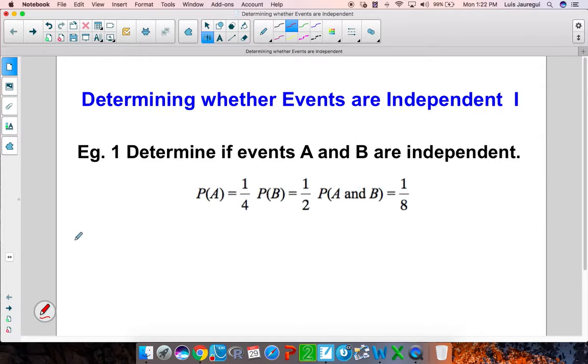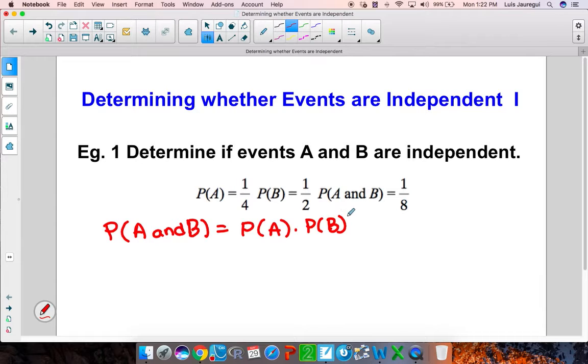A and B. We know, based on our formula definition, that two events A and B are independent if and only if the following is true. The probability of A and B is the same as the probability of A times the probability of B. If this holds true, then we can automatically conclude that events A and B are independent.